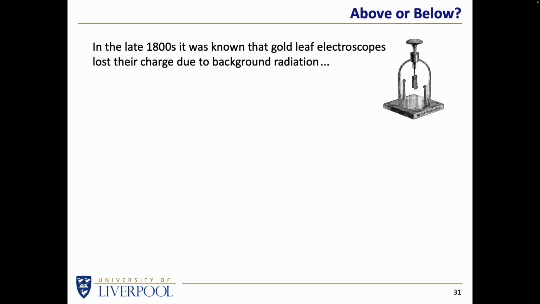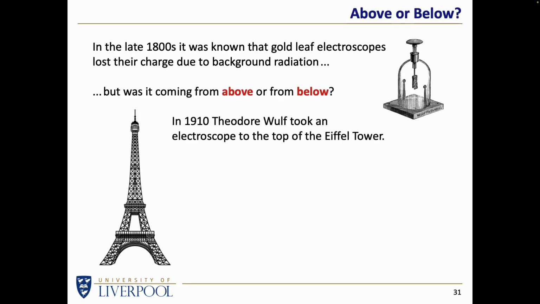Something was either adding or taking away some charge from this particular type of radiation detector, or charge detector, I suppose I should say. So if they lost their charge, they figured there's some background radiation. There is some flux of charged particles that's affecting our electroscopes and making those gold leaves collapse. But where's it coming from? Is it coming from above or is it coming from below? In other words, is it coming from the Earth or is it coming from the sky?